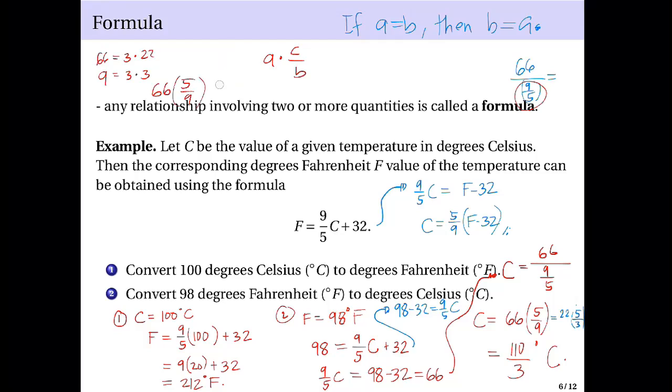You'll have 22 times 3, and then you have 5 divided by 3 times 3. So you will cancel the 3 here and the 3 here, and you will just get 22 times 5. 22 times 5 is 110. Then on the denominator, we are left only with the 3. So that's our 110 over 3.